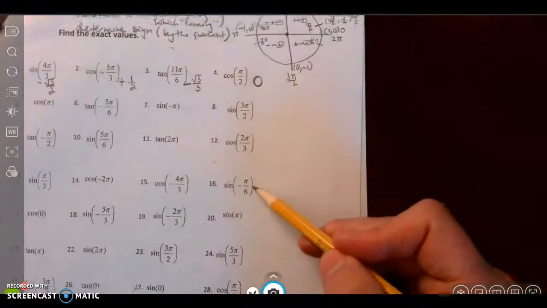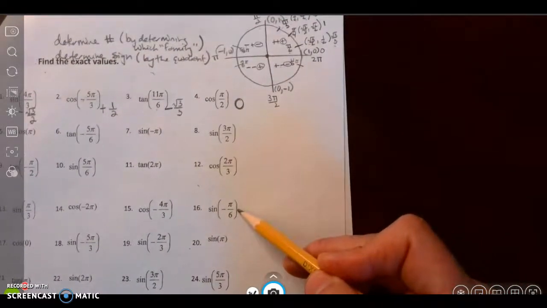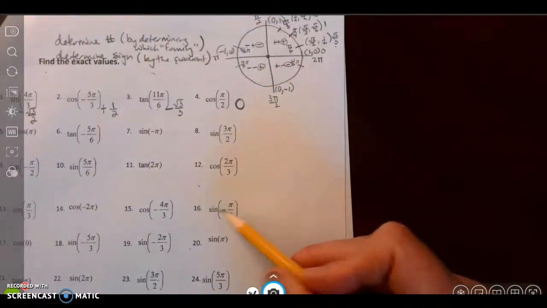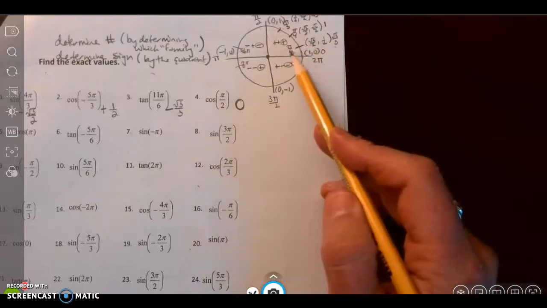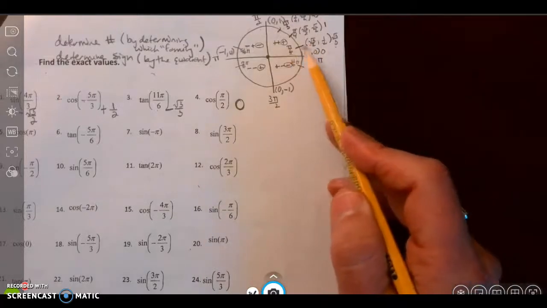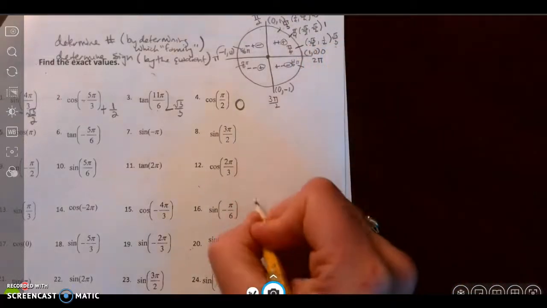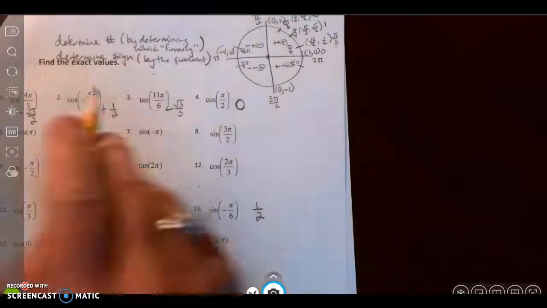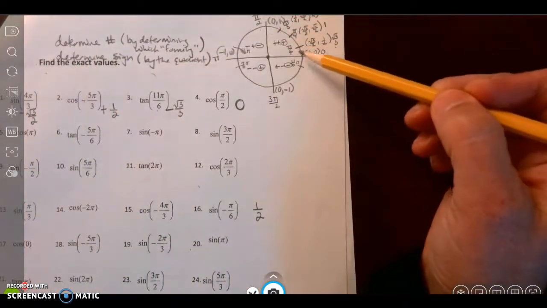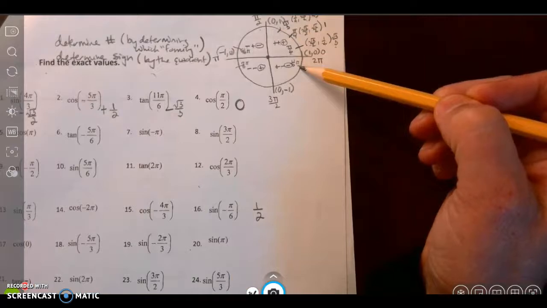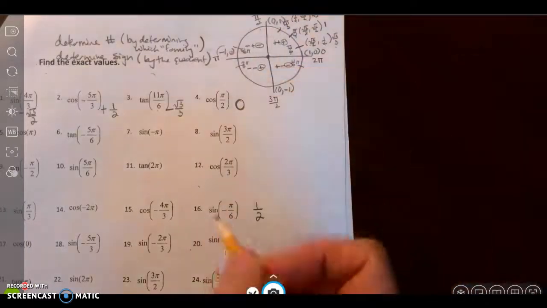How about negative pi over 6? Let's try this. So I'm in the pi over 6 family, and I want sine. In my pi over 6 family, the sine, which is the y-coordinate, is a half. Now I have to figure out the sign. Well, if pi over 6 is here, negative pi over 6 is here. And my y-coordinate is negative, so this is a negative 1/2.